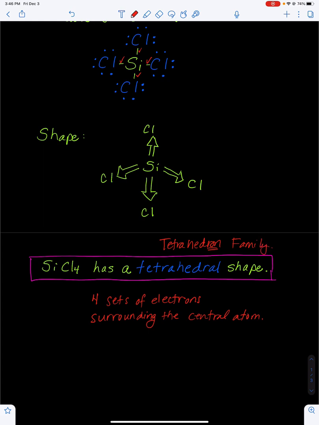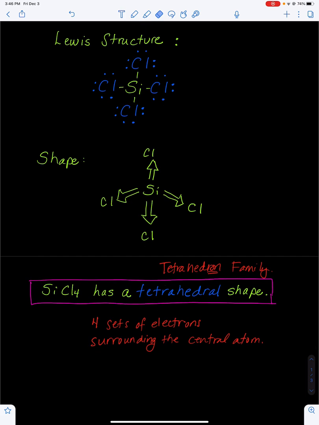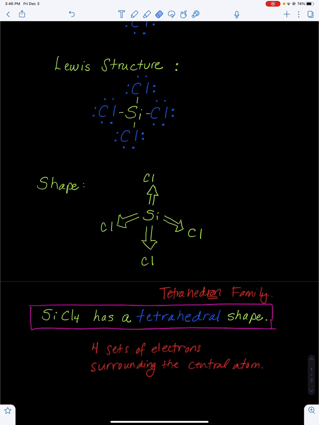So that is the difference. What you can see up here basically is the difference between the Lewis structure and the geometric shape. The Lewis structure has all of the electrons, the geometric shape does not. Hopefully that is somewhat helpful to you. If anyone has questions, you're welcome to reach back out, but that would be the difference between the Lewis structure and the geometric shape.